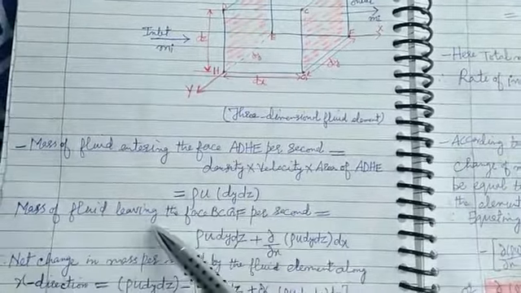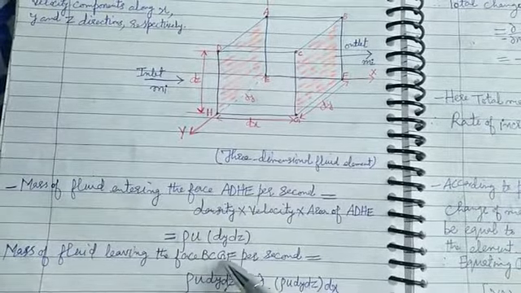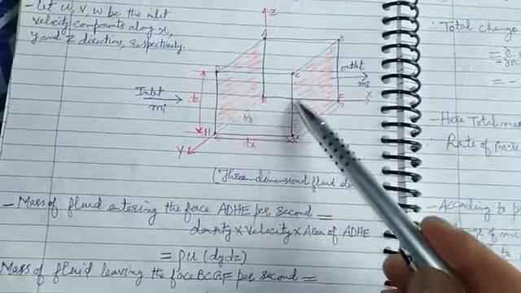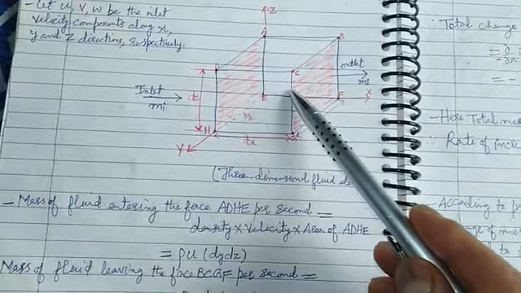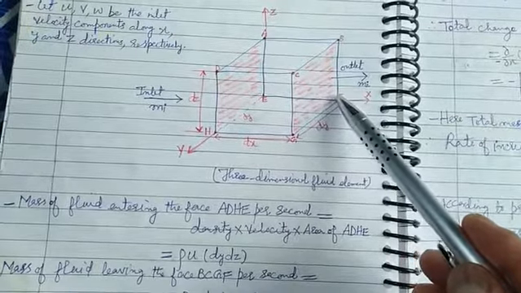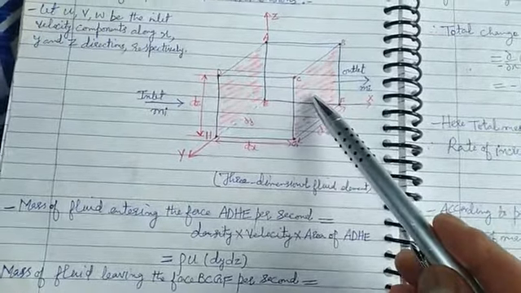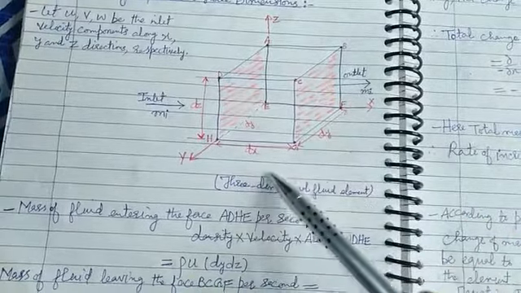Now, the mass of the fluid leaving the face BCGF, that is this part. How much mass will leave through this part, that is, the outlet of this fluid element? The mass of the fluid leaving this outlet, or this face, is called m2 dot.